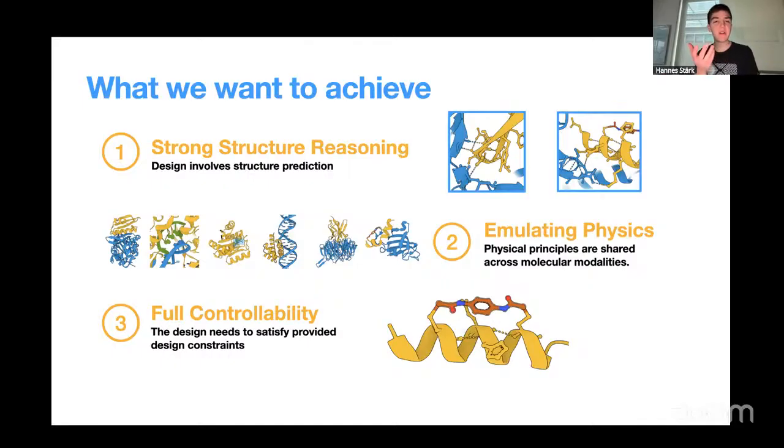The first piece is strong structure reasoning. I'll get into it in a bit more detail with some additional slides, but just saying that if we want to be good at designing strong binders in a structure-based fashion, then we need to be strong at reasoning about structure. Second, we want to get closer toward emulating physics, and then we make some arguments for how our training scheme or distribution helps us with that. And third, we want to allow the user to fully control the designs in their desired fashion.